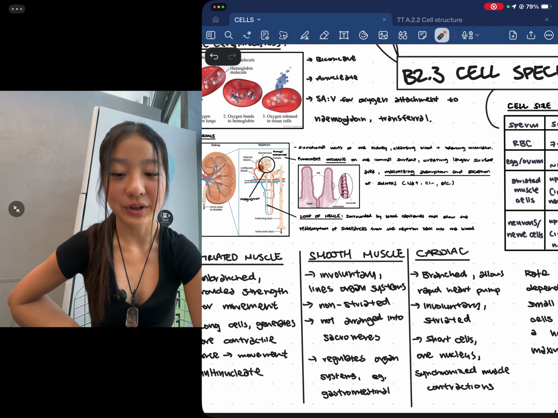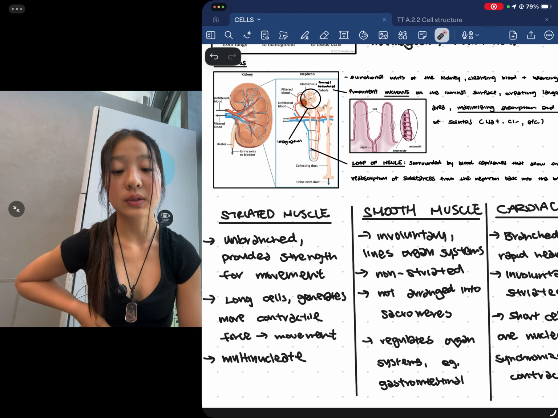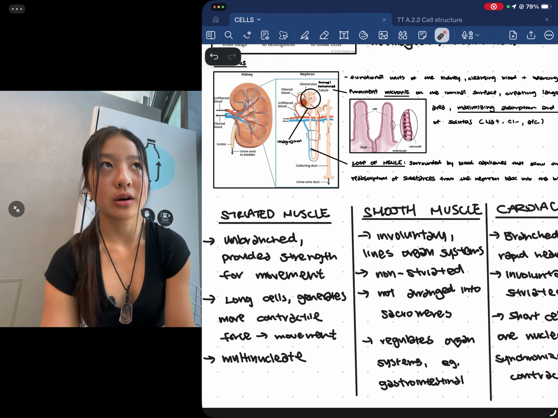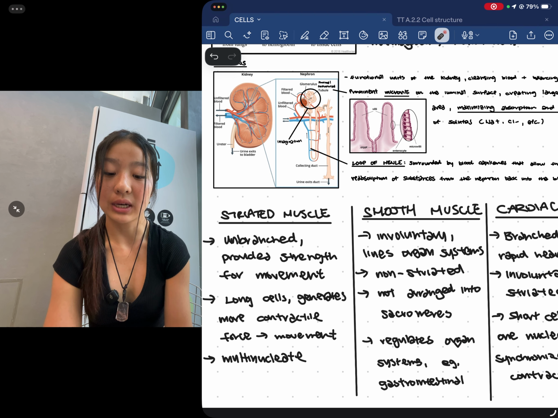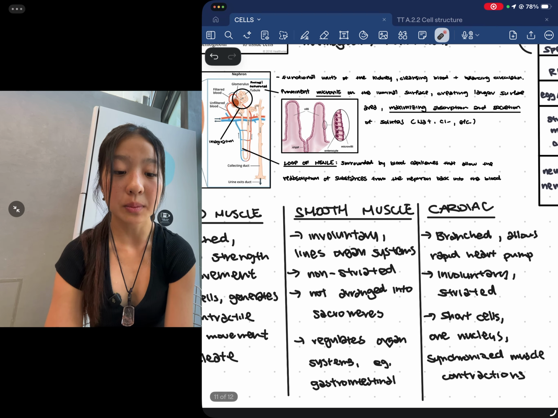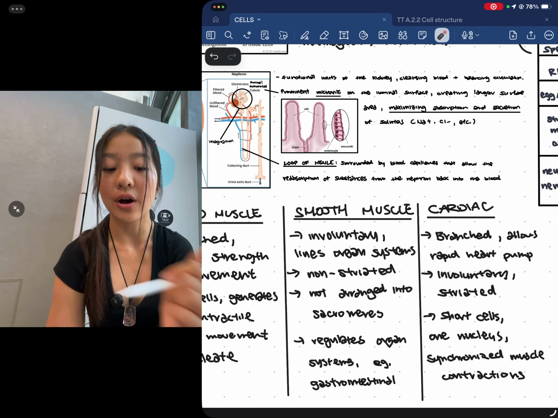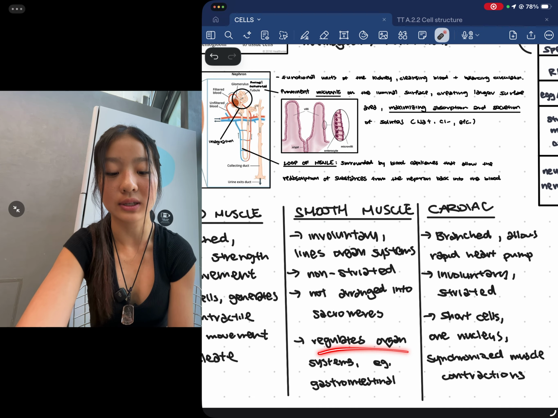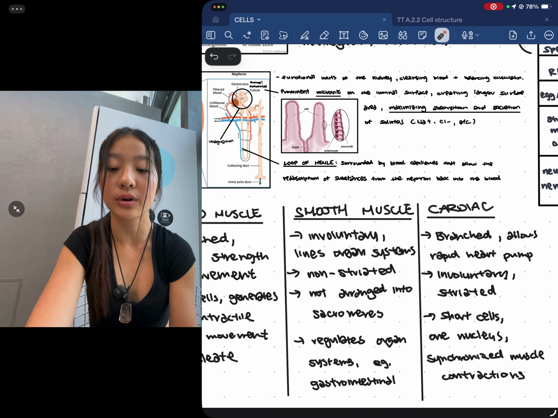And then we have the three types of muscle cells. We have striated muscle cells, smooth muscle, and cardiac muscle. Striated muscles are when we think of muscles that control movement. So they're unbranched and they provide strength for movement. The cells are really long and they generate more contractile force to allow movement to happen, and they're multinucleated to support the metabolic reactions. Smooth muscles are involuntary and they line the organ systems. They're not striated and they're not arranged into sarcomeres, but they regulate organ systems and they allow propulsion of food or other substances through your intestines.